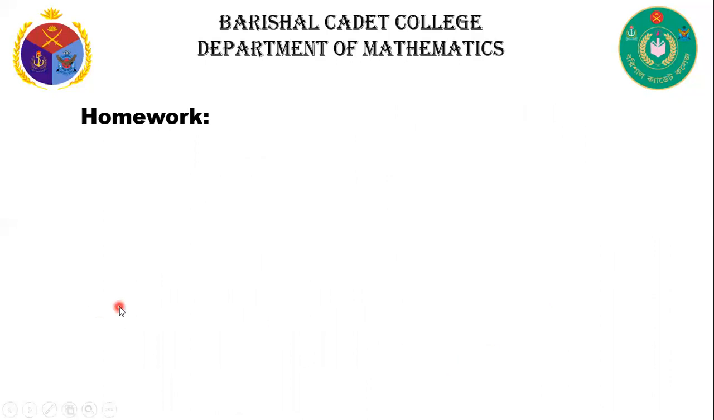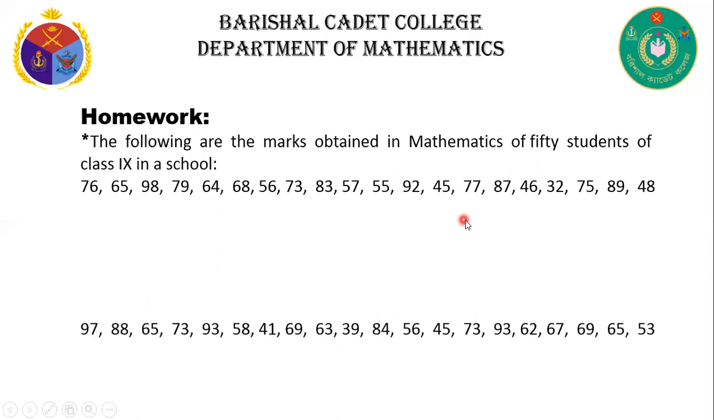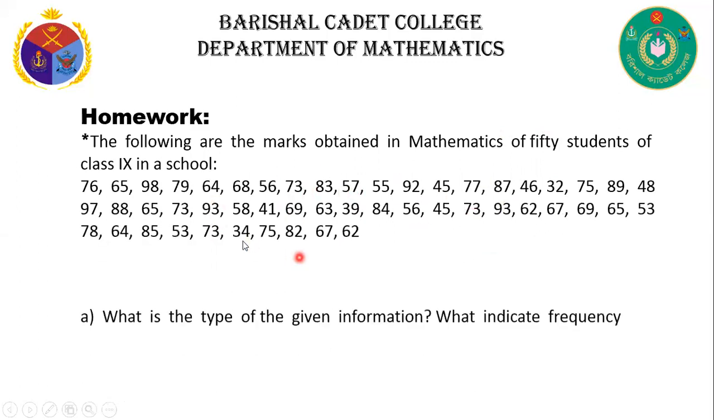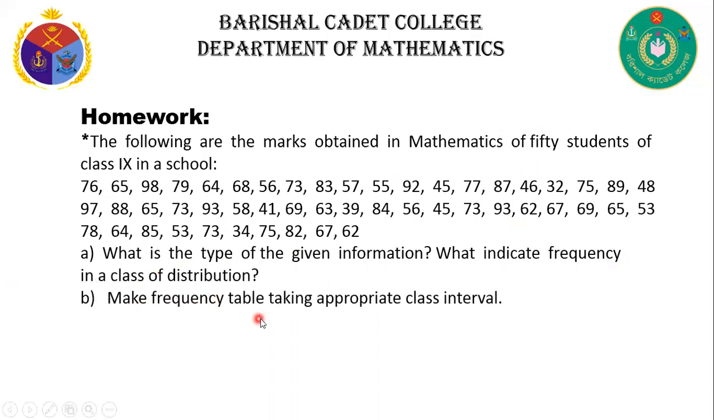Now this is your homework. The following are the marks obtained in mathematics by 50 students of class 9 in a school. Here this data is given. Then question A: what is the type of the given information, and what indicates the frequency of the class distribution? Make a frequency table taking an appropriate class interval, and draw a histogram of the data.